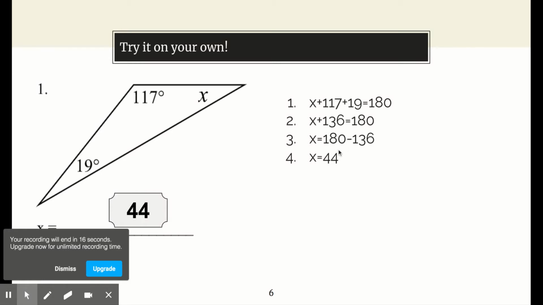Then I'm going to subtract 136 from both sides because I'm trying to get x by itself, so I'm doing the opposite. 180 minus 136, x is equal to 44.